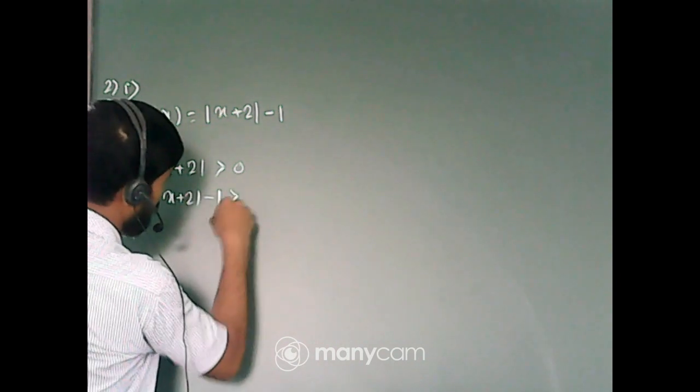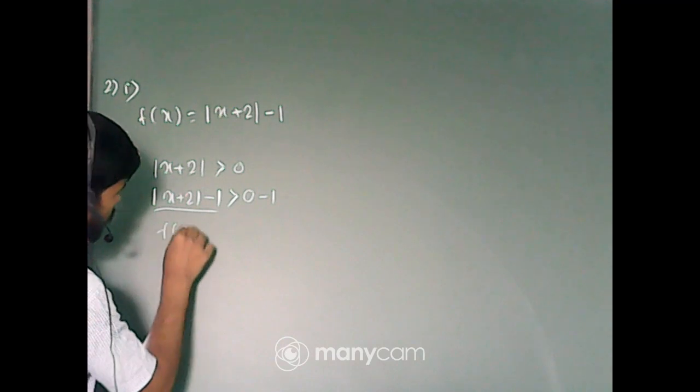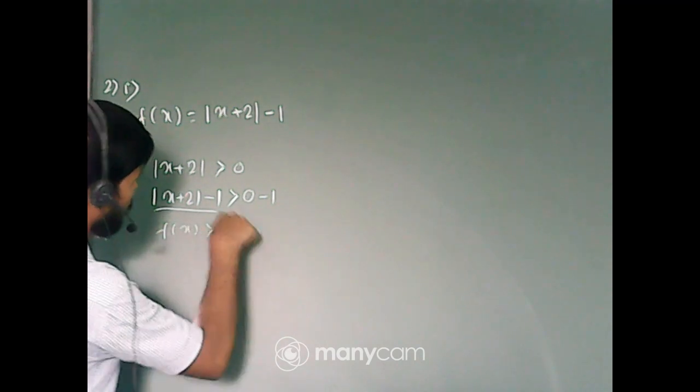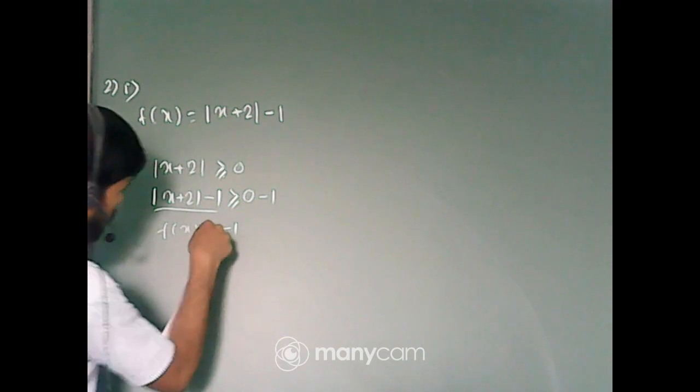Okay, so now do one thing, subtract 1 from both sides. So mod of x plus 2 minus 1 will be greater than or equal to 0 minus 1. Means if I subtract any number from both sides, the sign of inequality does not change. Actually we know that. Okay, that means this is actually f of x. So f of x is greater than or equal to minus 1. So look, whatever the value of x, the value of f of x is greater than or equal to minus 1. So can you tell me what will be the minimum value of the function?